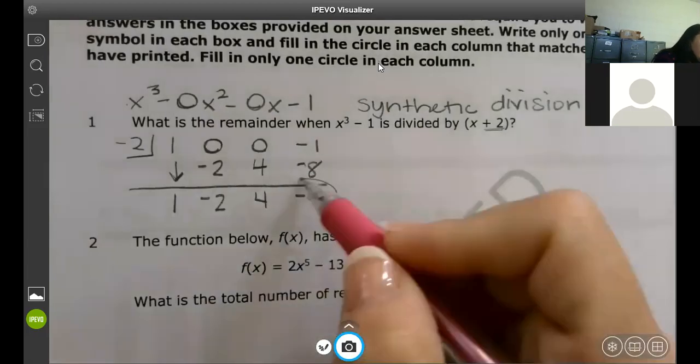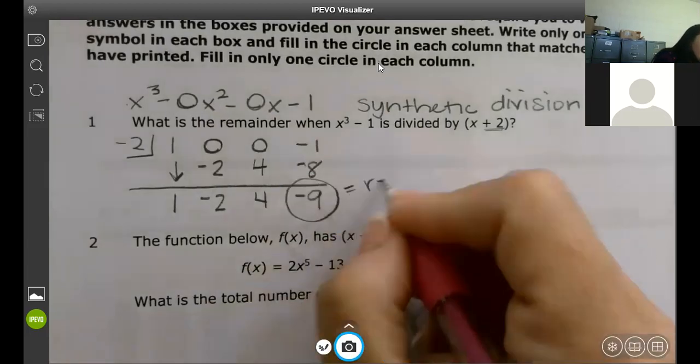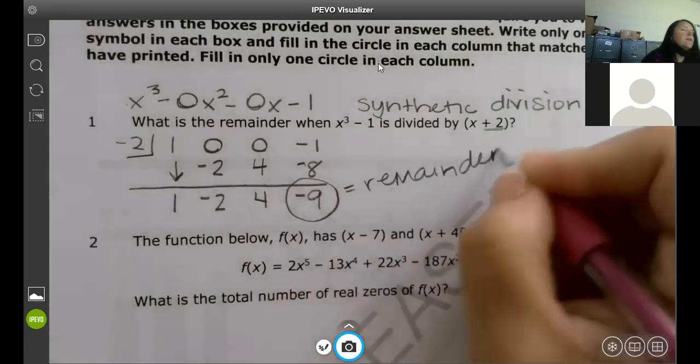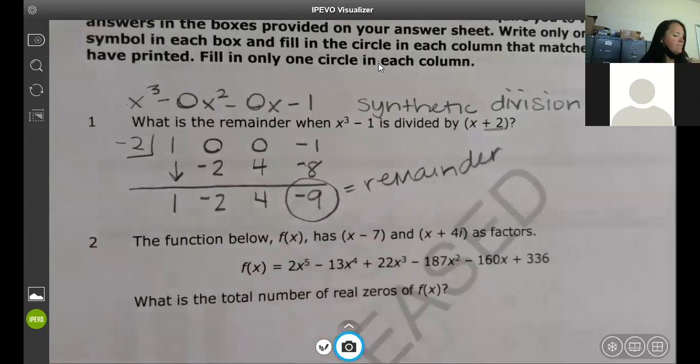This last number is your remainder all the time. So your answer for this one should be -9. Okay. So I'm going to try to do all the easy ones first. So I'm going to flip through it, and then we'll get to the harder ones a little bit later. So this one's pretty easy.